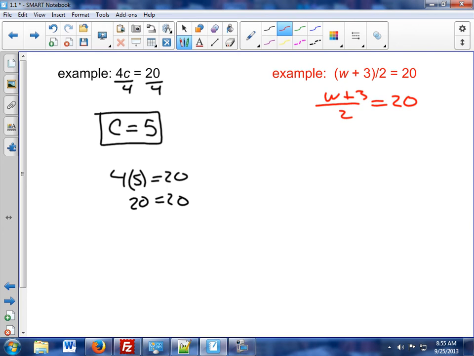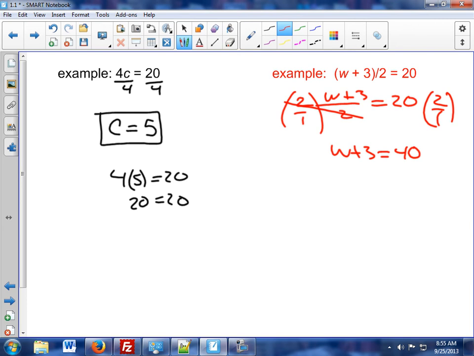I have the quantity W plus 3 divided by 2 equals 20. Well, I didn't get rid of this first. This is divided by 2. What's the opposite of divided by 2? Not minus. Multiplying by 2. Okay? I might have heard you incorrectly. I'm sorry. The 2's cancel. I'm left with W plus 3 equals 40.